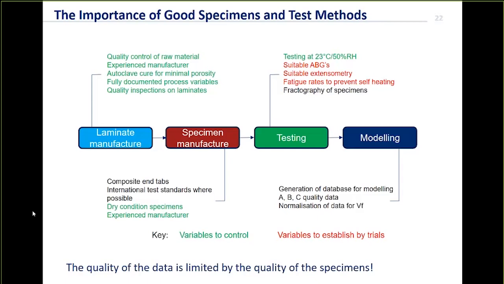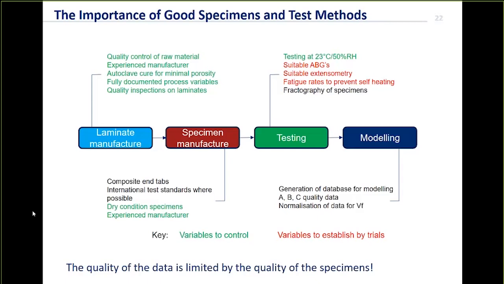You have to consider what material the end tabs should be made of. Some people like to use aluminium end tabs, but this can cause issues, particularly when you're testing at non-ambient temperatures because of the differential thermal expansion. When it comes to testing, there are some testing standards. Some of them are useful, and other practices you might have to establish by trying them out yourself.